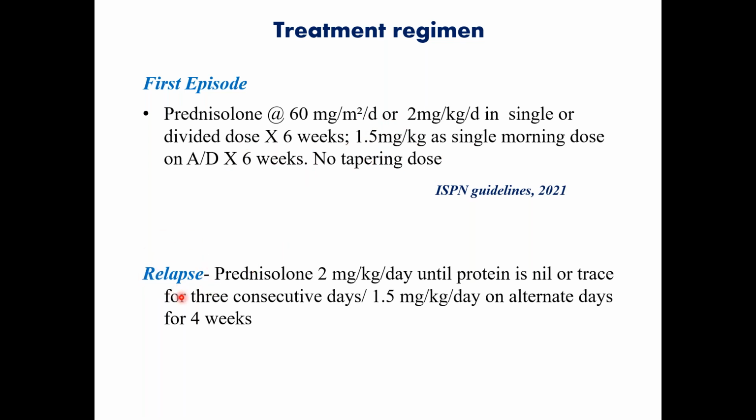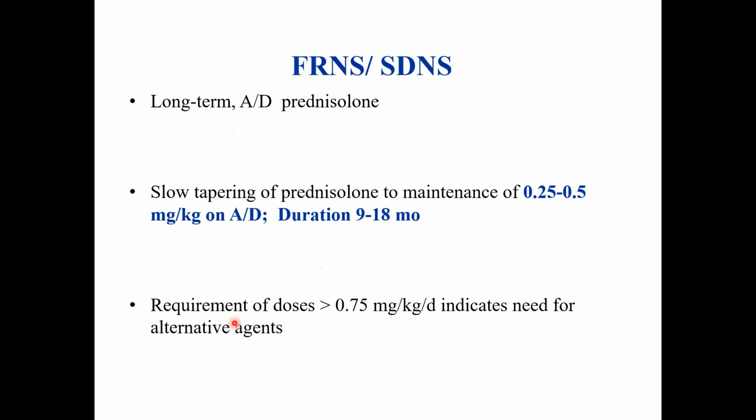Then what is the treatment for each relapse? For each relapse, you need to give prednisolone in doses of 2 milligram per kg per day until the urine protein becomes nil or trace for 3 consecutive days. That is, we achieve remission. And subsequently, the steroids can be reduced to 1.5 milligram per kg on alternate days for 4 weeks. So the standard therapy for first episode is 12 weeks of steroids, whereas the standard therapy for treatment of each relapse is around 6 weeks.